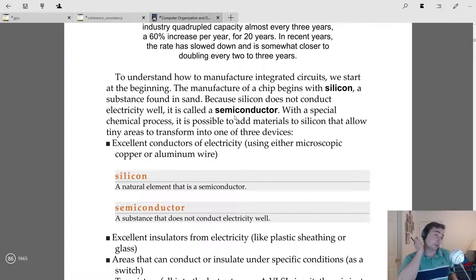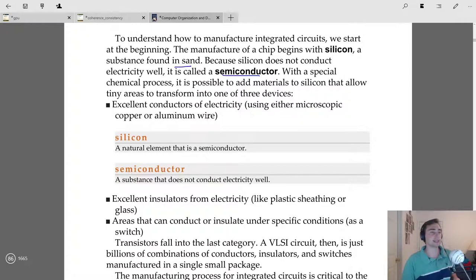So moving back a little bit, how do we actually get from silicon to our chips that we put in our computers? It all begins with silicon, of course, which is found in sand. Because it doesn't conduct electricity well, it's called a semiconductor, but through a special chemical process that we call doping, we add materials to silicon that allow tiny areas to transform into one of three devices, right?